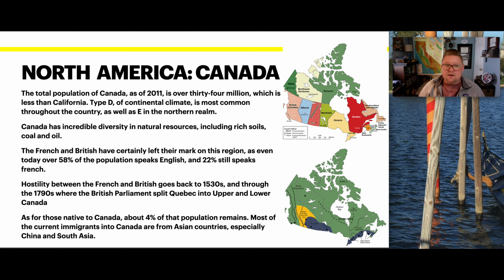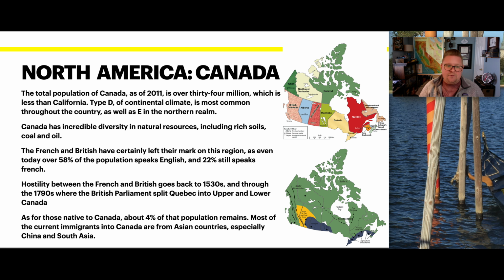Now moving into Canada, the total population of Canada as of 2011 is about 34 million people, which is still less than California alone, but still quite a population. Most of Canada is considered D climate, or continental, although there are some areas in the northern realms that are E. Canada has an incredibly diverse amount of natural resources, including not just rich soils, but tremendous amounts of coal and oil, most of which are found around the Canadian Shield. The French and British have certainly left their mark on this region, as about 58% of the population speaks English, and 22% still speaks French in Canada as a whole.